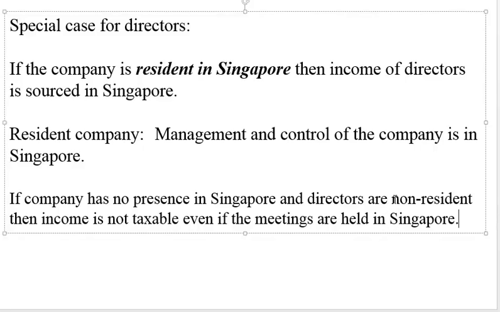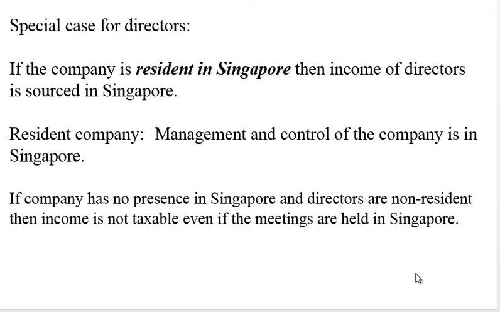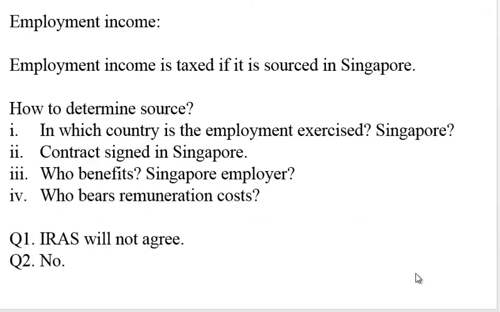Okay, is it clear? So directors' employment income will depend on the company. Others will depend on this: if your employment is exercised in Singapore, it should be taxable. If the contract is signed in Singapore, it should be taxable. If your Singapore employer benefits, taxable. If you are paid by a Singapore employer, still taxable. Any questions so far?